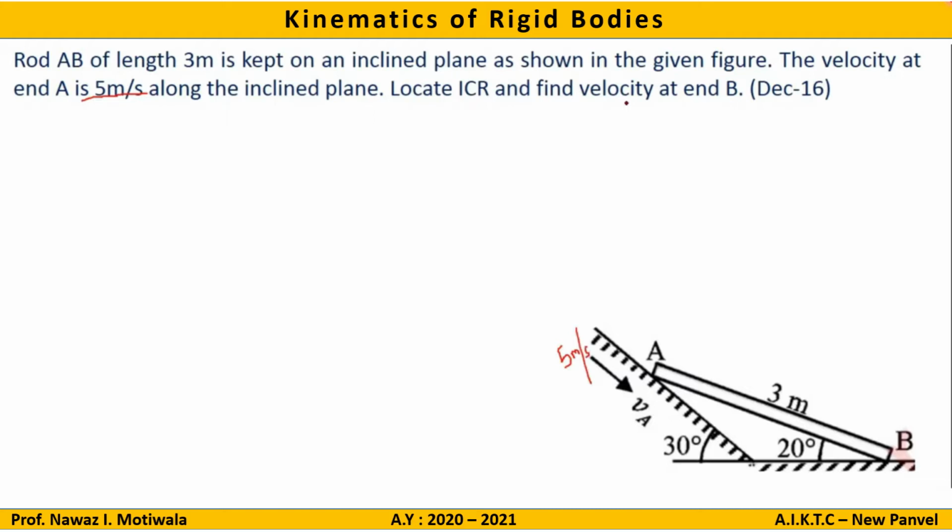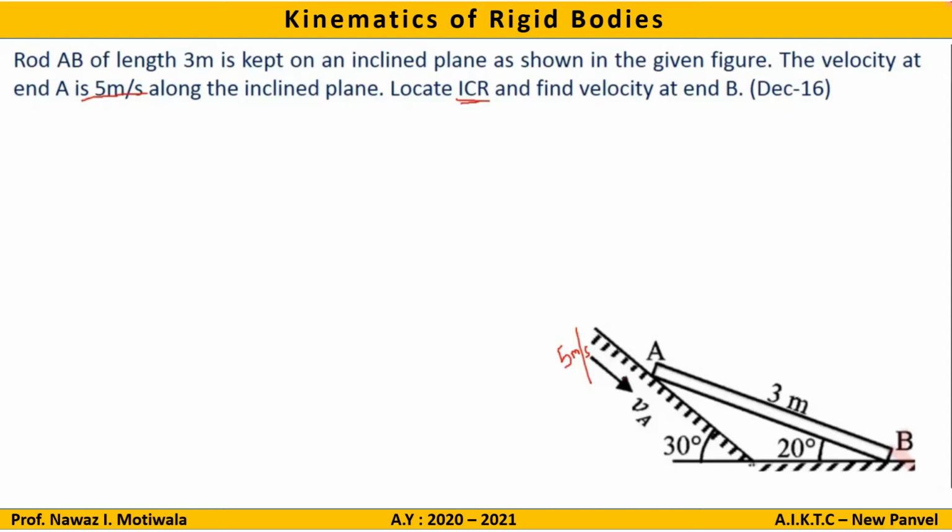So it's a very simple problem. Let us start with the solution. Whether it is given in the question or not, we have to locate ICR for all the figures in kinematics of rigid bodies. That is our first step. And for location of ICR, we draw perpendiculars to the velocity.